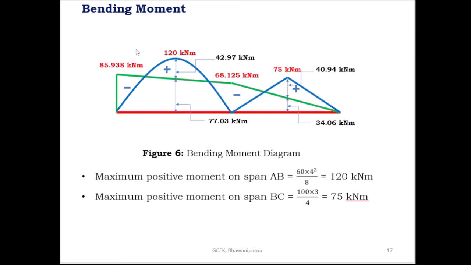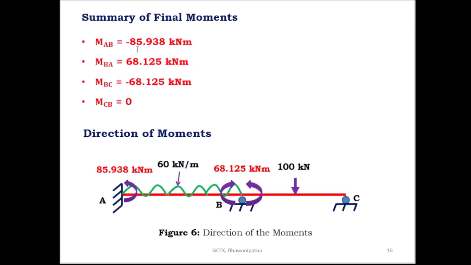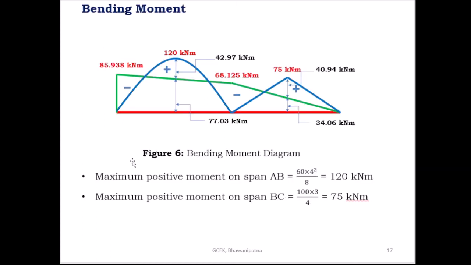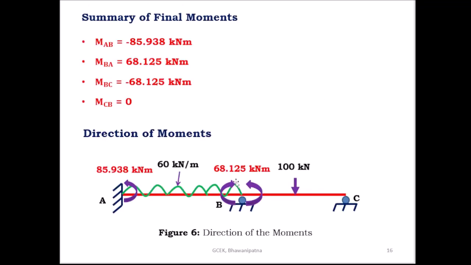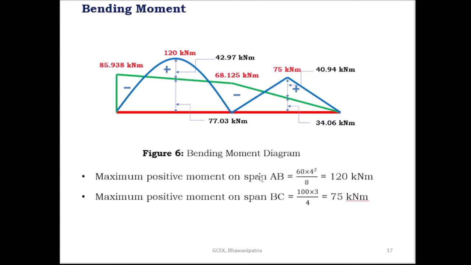Then draw the bending moment diagram. So here you know this is the support moment. MAB is equal to 85.938 kilonewton meter, so here you draw 85.938 kilonewton meter, and here 68.125 kilonewton meter, and here 0. Then draw these points. So this is the negative bending moment diagram.